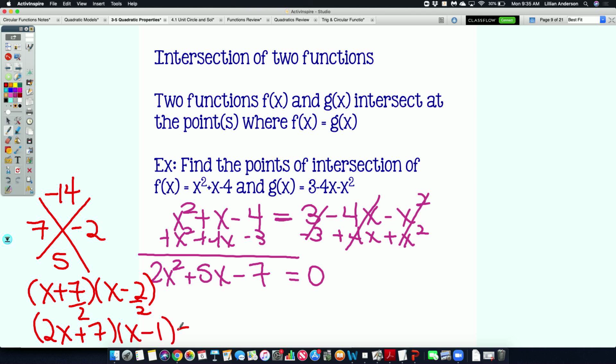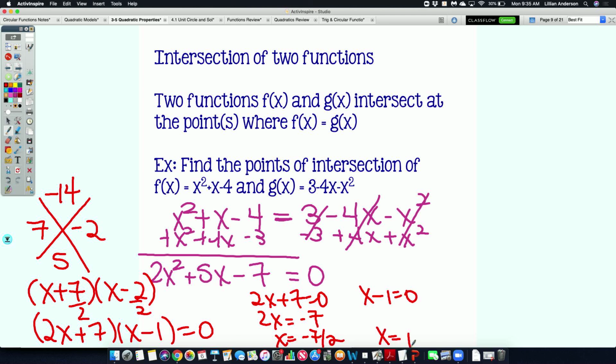And then from here, you would set both of these equal to 0. So that'd be 2x plus 7 equals 0. How do I solve for x? Minus 7, minus 7. Divide by 2, divide by 2. So x equals negative 7 over 2, or negative 3.5. x minus 2 is equal to 0, so x equals 2. Questions on how you factor when a is not 1?